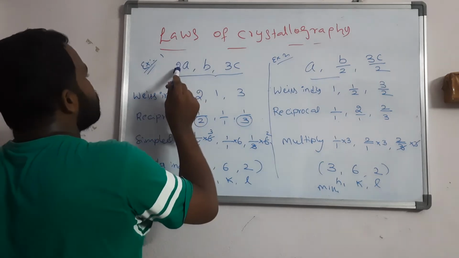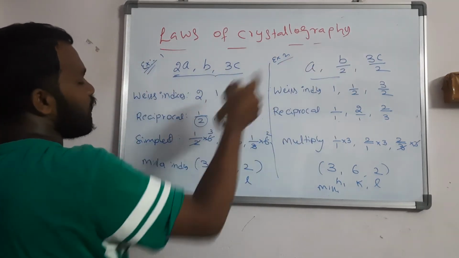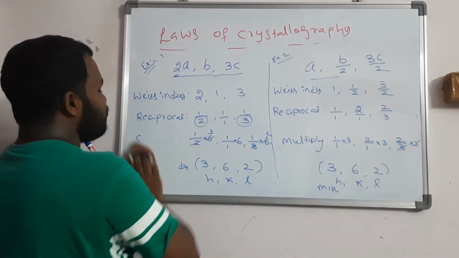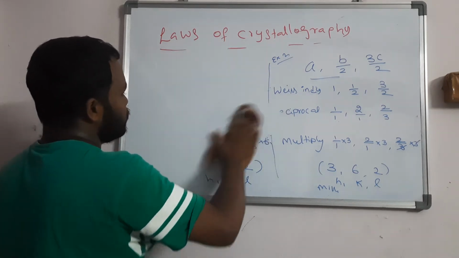Now you can say 2a, b, 3c, and a/2, b/2, 3c/2. Those two are called parallel planes because they have the same Miller indices value. This is the conclusion. I am going to give the conclusion further.